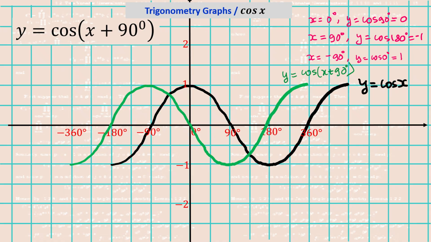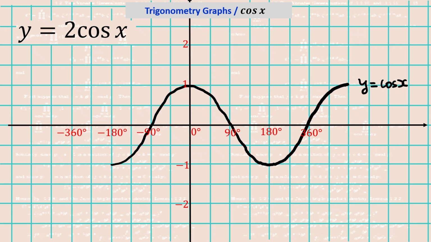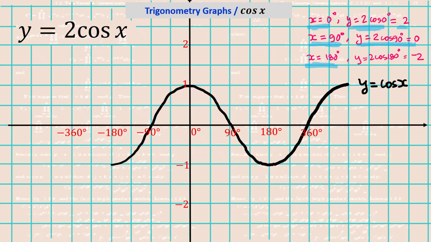For the next bit, that is 2 cos x, once again, if I were to plot the points, if you have x is 0 degrees, then y would be 2 times cos 0, that's 2, because cos 0 is 1. X is 90 degrees, then y is 0. If x is 180 degrees, then y would be minus 2, because cos 180 degrees is minus 1. So minus 2. So what happens is it stretches the graph from minus 2 to 2.